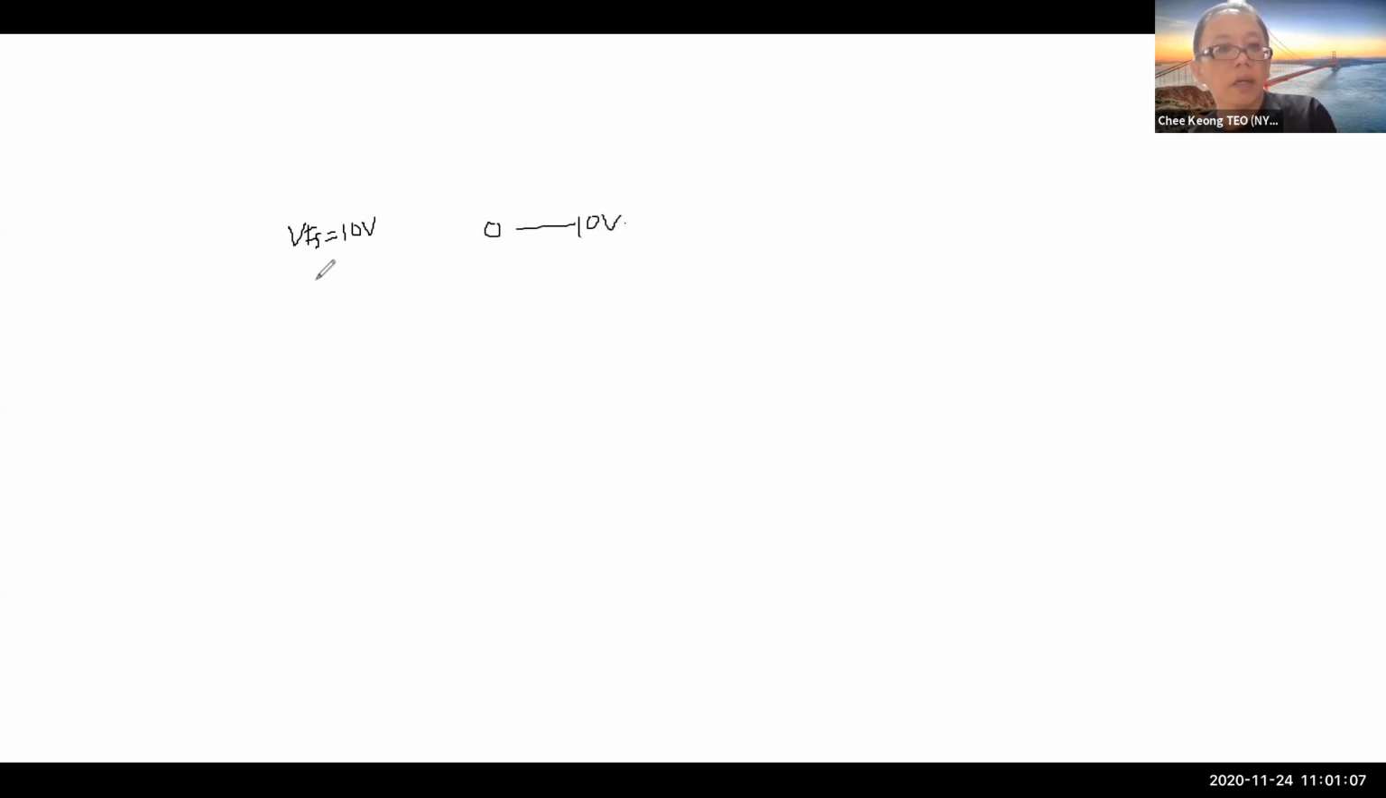And then if we want to find what is 1 VLSB, we will have V full scale divided by 2^N minus 1, right? And V full scale is 10 volt, divided by 2 to the power of 8 minus 1, which is 10 divided by 255. So you will get what?